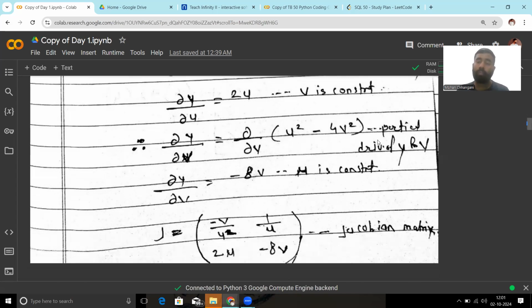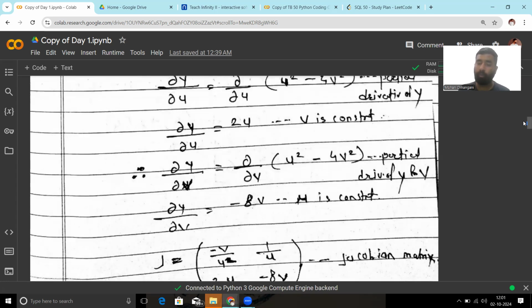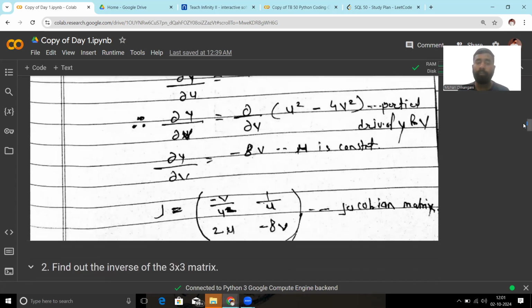So when we take the partial derivative of y for v, u is constant, so we get 2 into 4, which is 8v, and with the minus sign, minus 8v in that output. So the derivative for v gives minus 8v because u is constant in that condition.